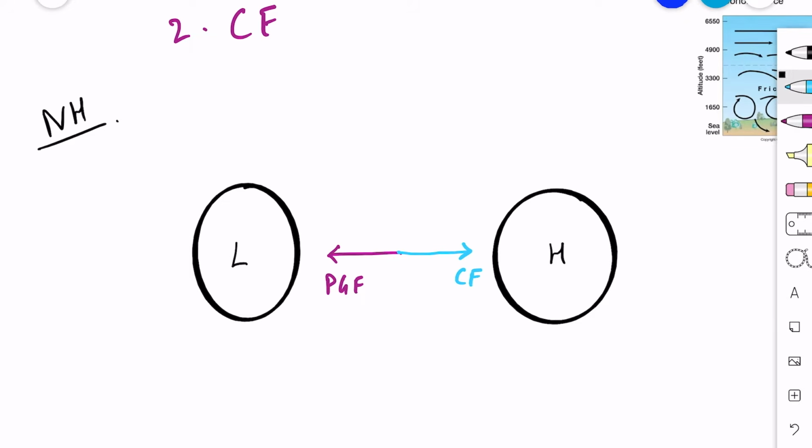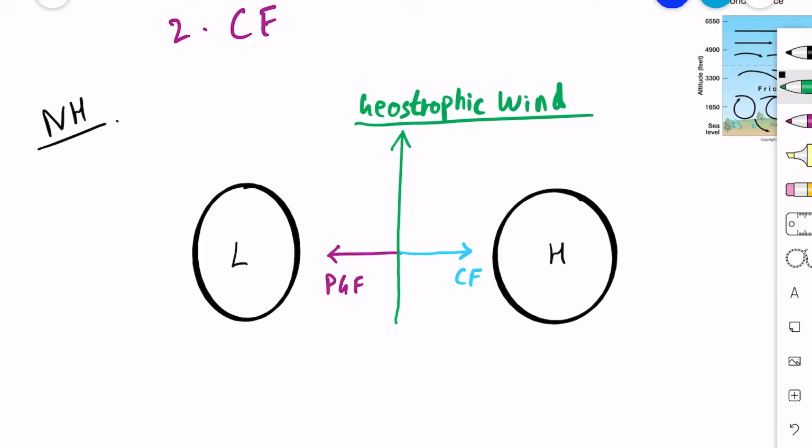So it will be like this. So this will be the geostrophic wind. This wind only blows when the pressure gradient force and the Coriolis force are equal, and it is parallel to the straight isobars. If you think about it, there will be a lot of isobars around this high pressure zone, and these isobars will not be very closely packed.